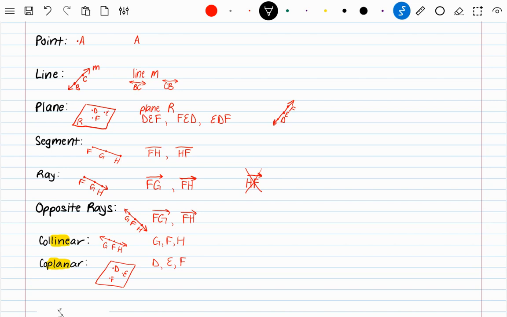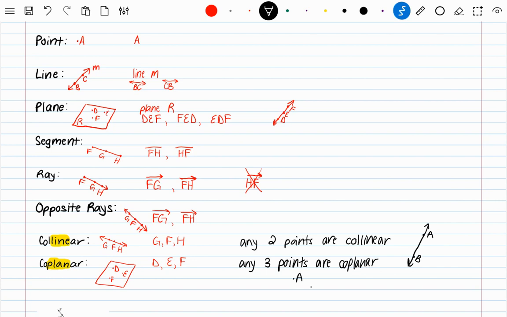It's important to note that any 2 points are collinear. So if you give me any 2 points, I can make a line that goes through those 2 points. For coplanar, any 3 points are coplanar. Which means if you give me 3 points, I can make a plane that goes through all 3 points, that contains all 3 points.